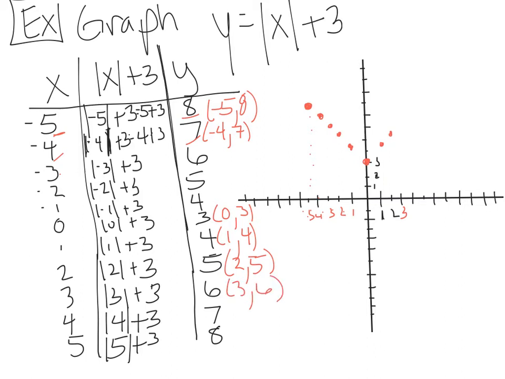0, 3, 6. 0, 4, 7. And the 0, 5, 8. And so generally, unless there's some indication otherwise, we assume that a function is continuous. So an absolute value function actually forms a V, and again, unless there's some restriction stated, it will continue infinitely in both directions.